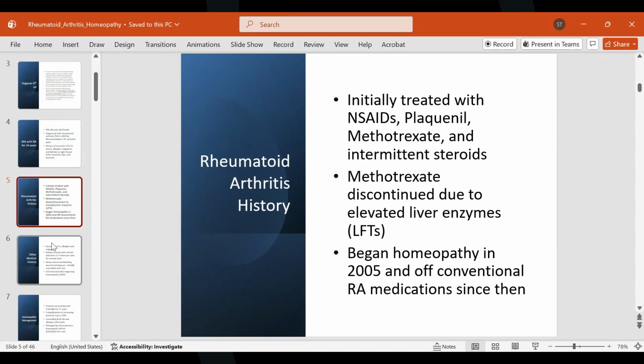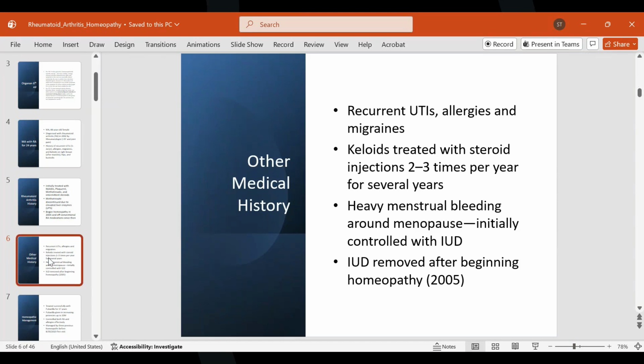Now, as often happens, I wasn't her first homeopath. I was actually her third or fourth. So other history, she had the UTIs, allergies, migraines, keloids. The keloids were treated by steroid injections 2 or 3 times a year for several years. And no one had said anything about that. What do you think about that?